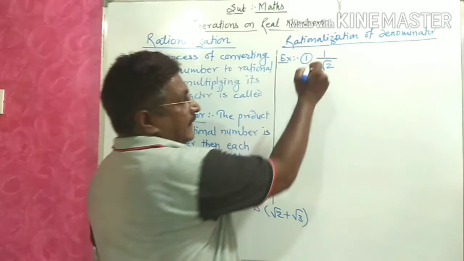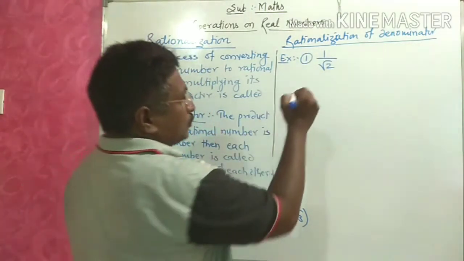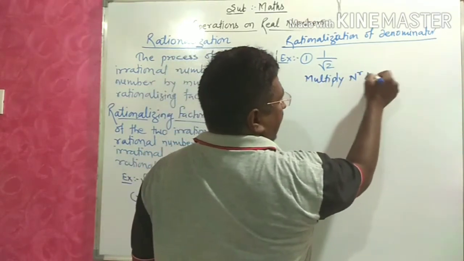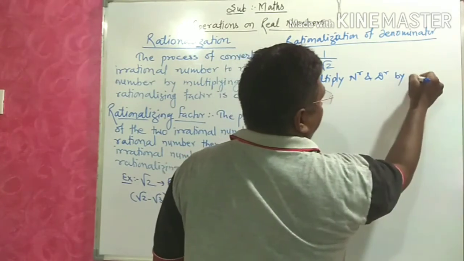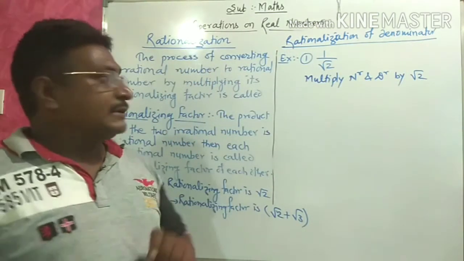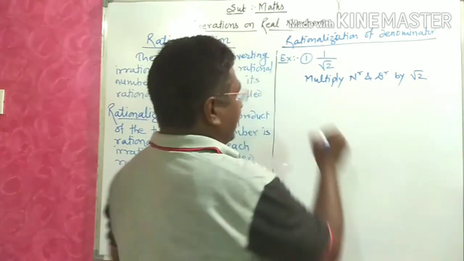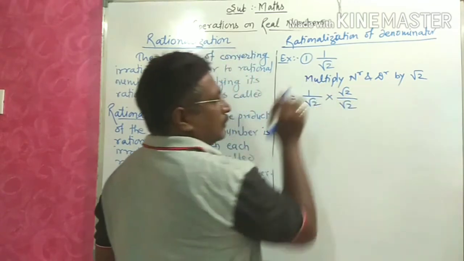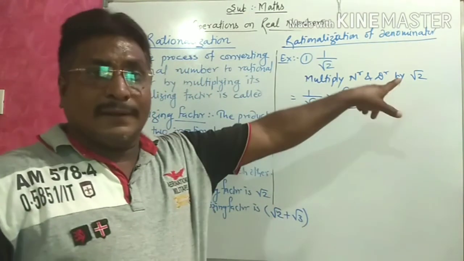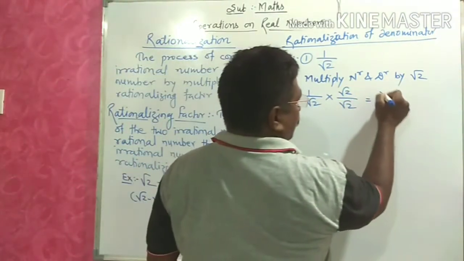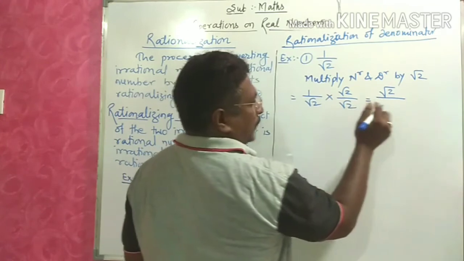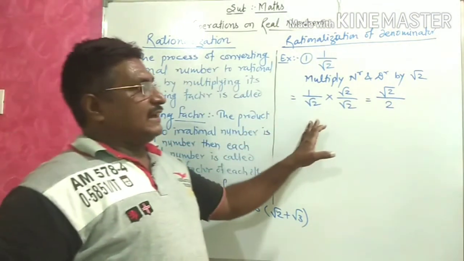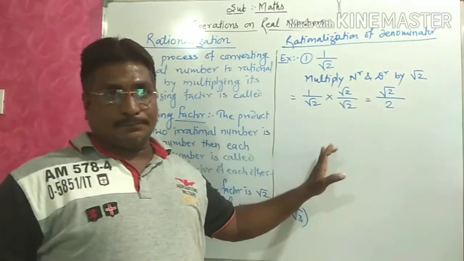So what has to be done? Here the denominator is an irrational number. So multiply numerator and denominator by root 2, since a single term means the same number. So we get 1 by root 2 into root 2 by root 2. Multiply numerator and denominator by root 2. So we get root 2 by root 2 into root 2. So this is the rationalization for a single term.